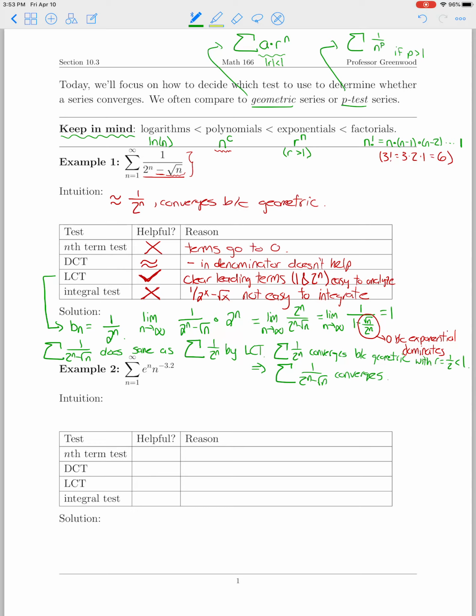Okay, so now let's look at the next problem, where again we're going to want to check and see which one of these tests will be the most appropriate to analyze the sum from n equals 1 to infinity of e to the n times n to the minus 3/2. So again here I want to think about what is the biggest term here overall.